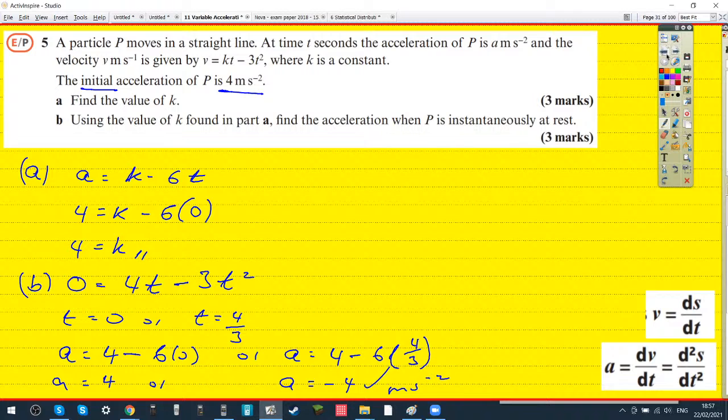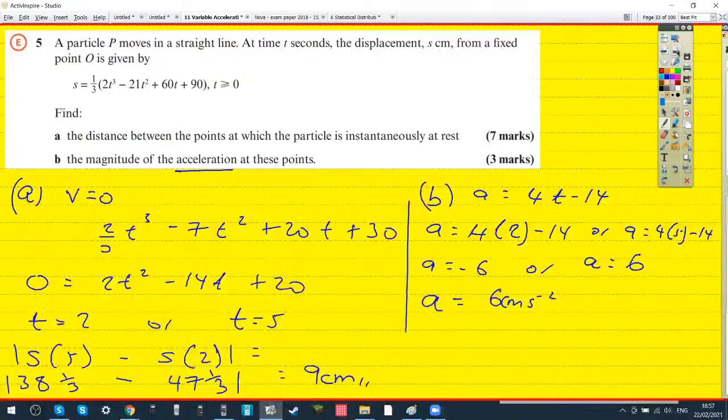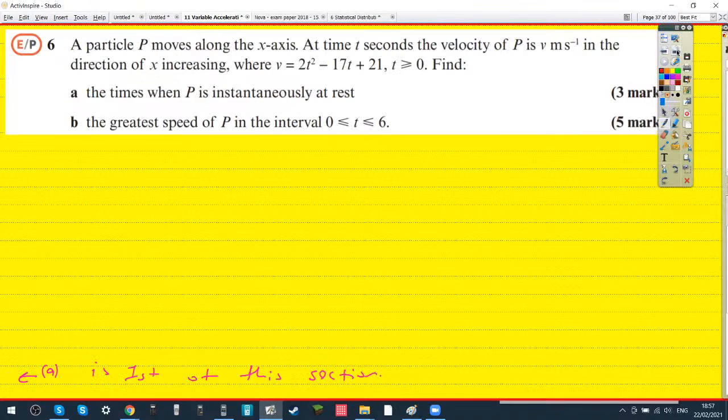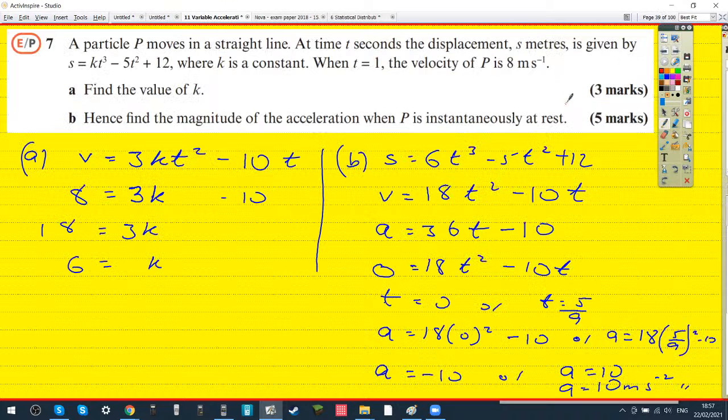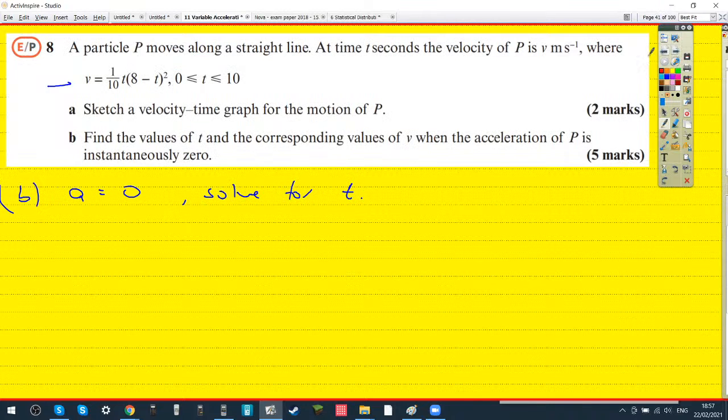Okay, using the value of k, we did it. The time when P is instantaneously at rest. How would you do part A? Differentiate and make v equal to 0. Don't need to differentiate. It is v equals. And so you just make v equal to 0. Yeah, okay. Because it's not always s equals. Sometimes it's given in terms of v.